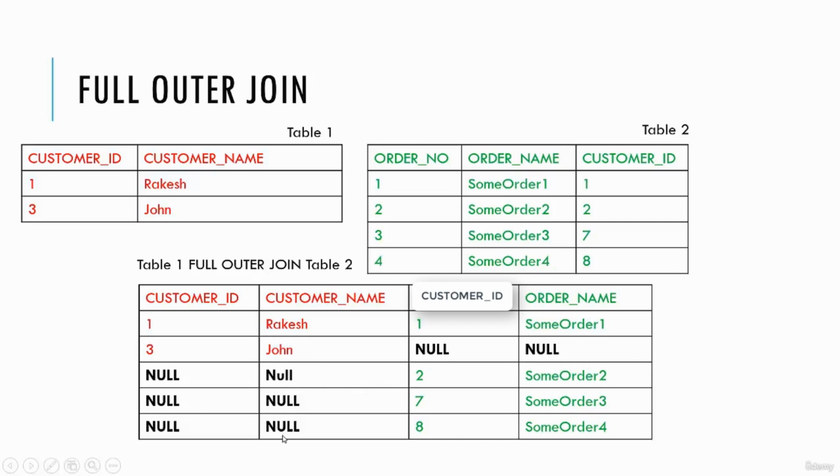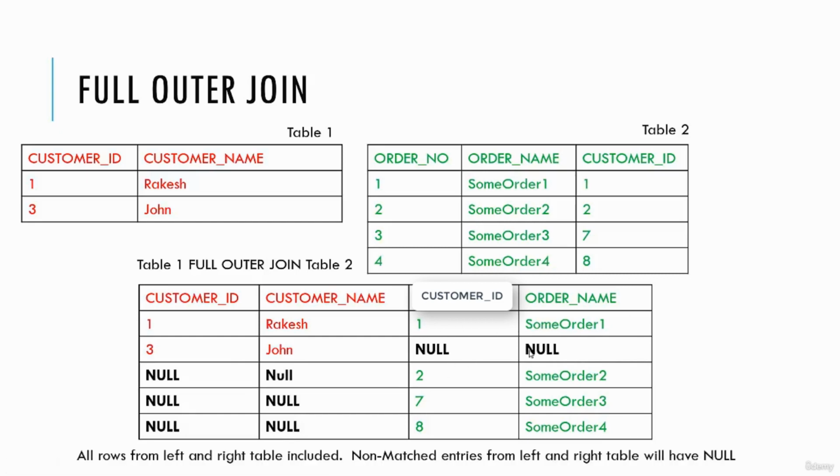So basically it's a combination of your left outer join and right outer join. So you will have all rows from your left hand side table and all rows from your right hand side table. Whatever matches, you will find a complete row set. Whatever does not match will simply have nulls. Okay, so all rows from your left and right table are included. Non-matched entries from left and right table will have null.